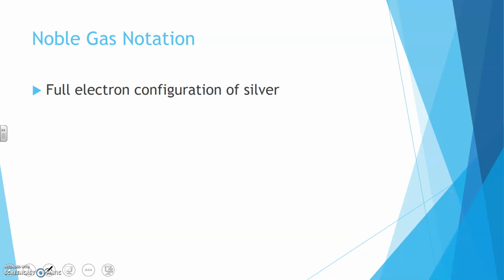Another example of how this helps out: the full electron configuration of silver looks like this. Kind of a pain.